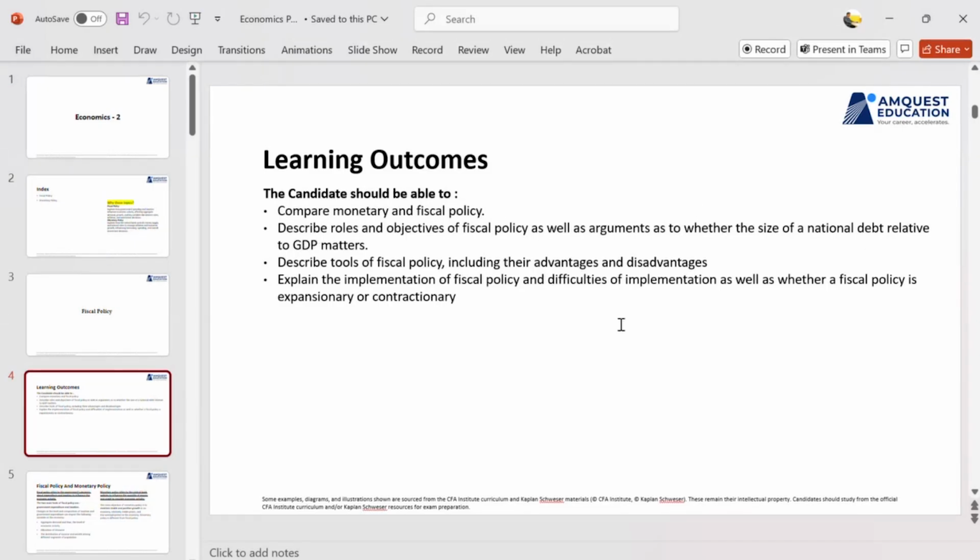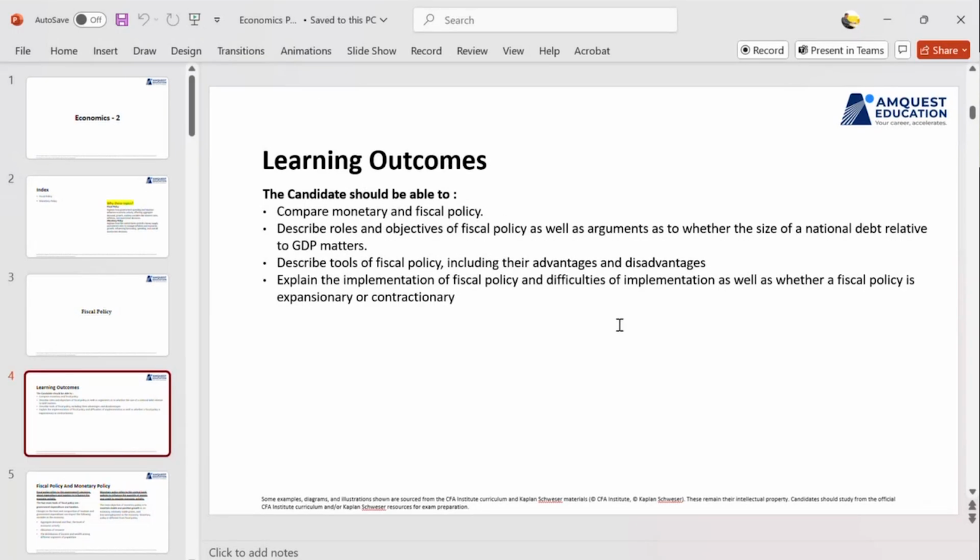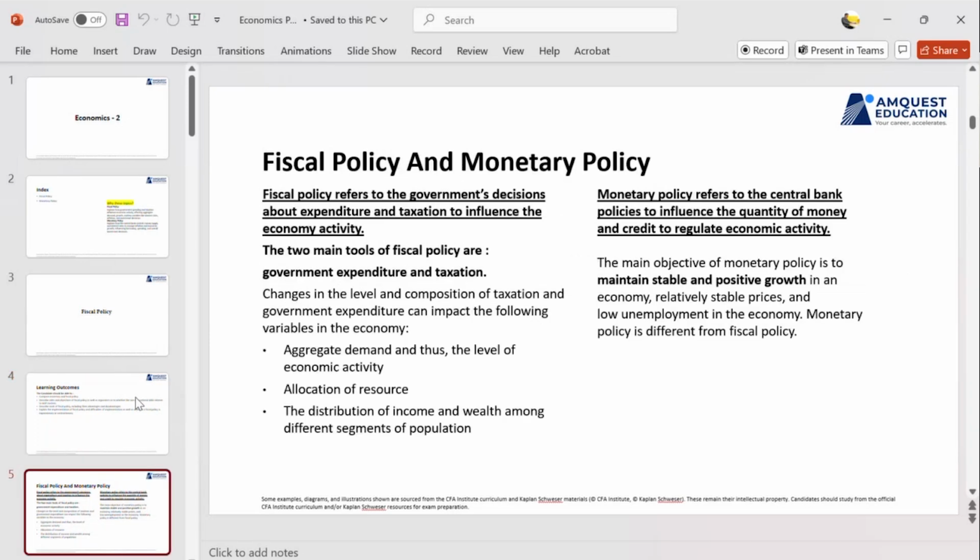The LOS on this is the roles and objectives of the fiscal policy. Also, we need to understand the arguments against it and how this policy is used. What are the tools of the policies and the various advantages and disadvantages. Now, before you start, what exactly do you understand by the word fiscal policy and the monetary policy?